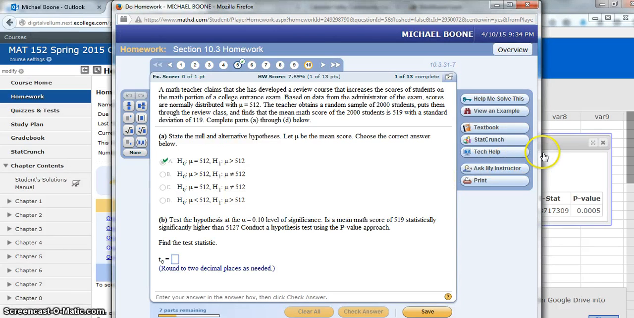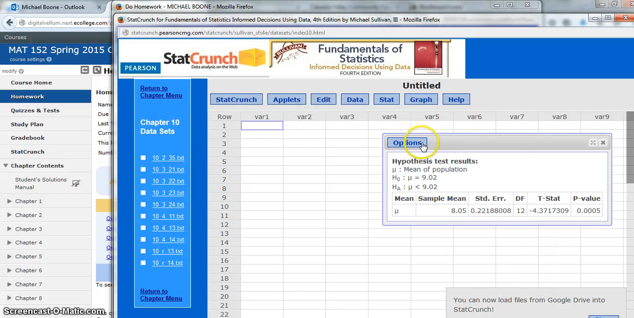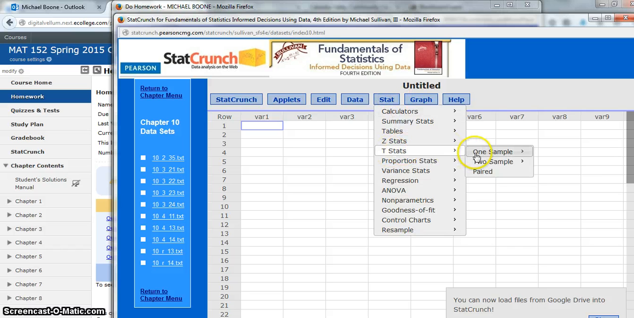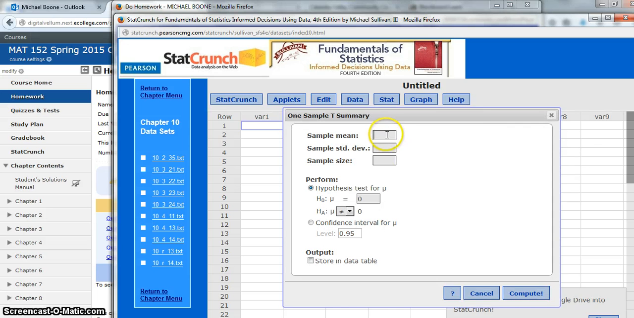So let's go back to our StatCrunch. We know 519 with a standard deviation of 119. So let's do another t-stat. We could probably get away with doing a z because it's such a large sample size. But we're going to go with what we know. 2,000. I think the mean was 512, and we said it was going to be greater than the 512.